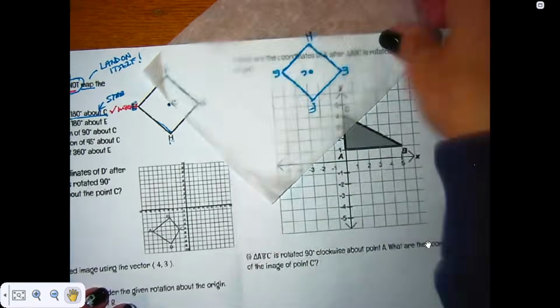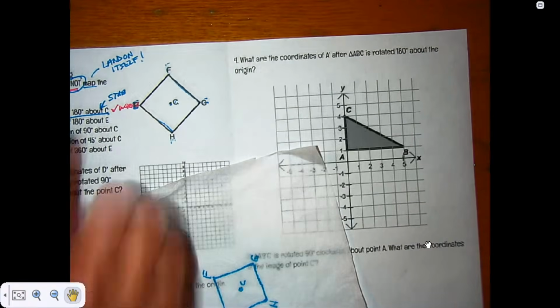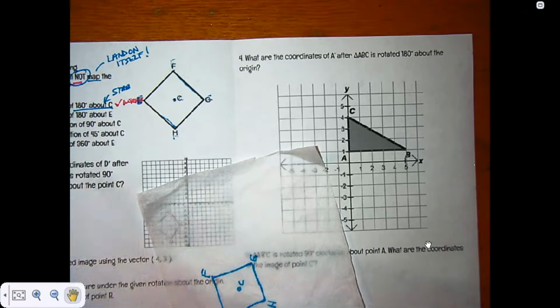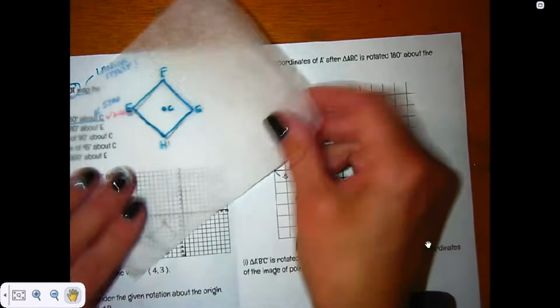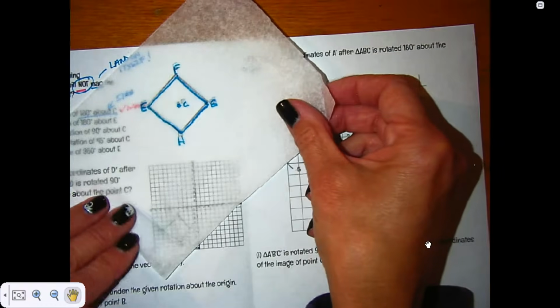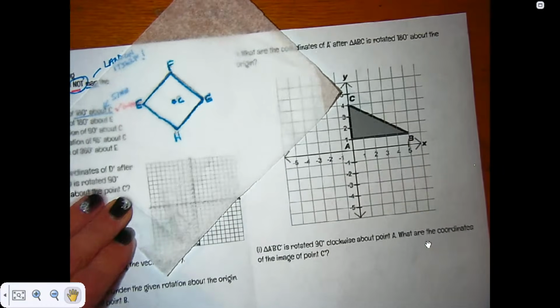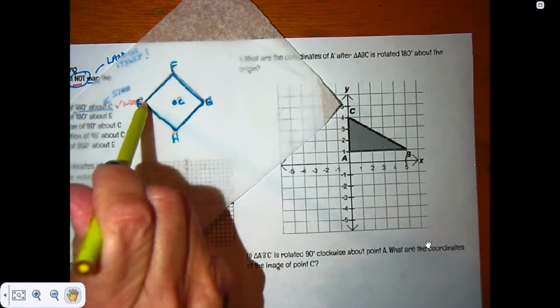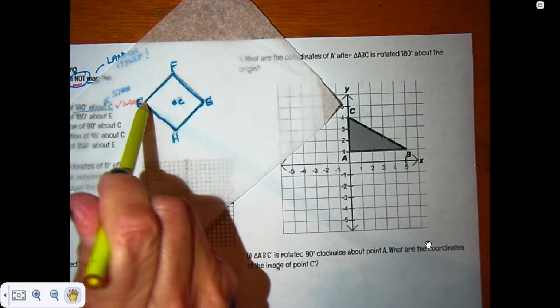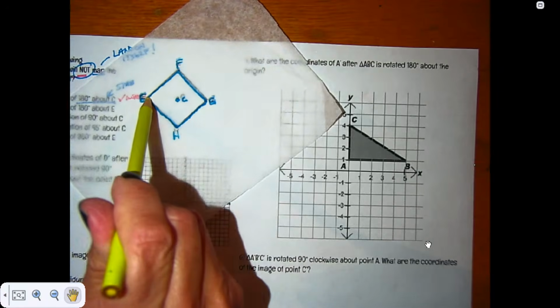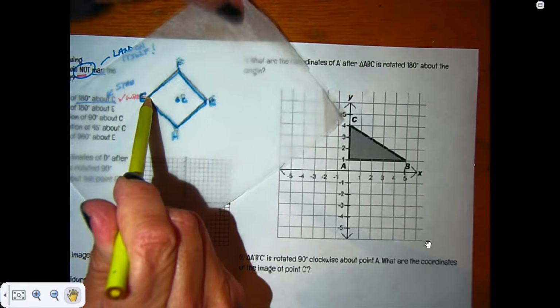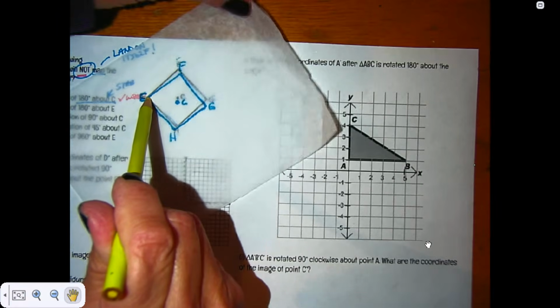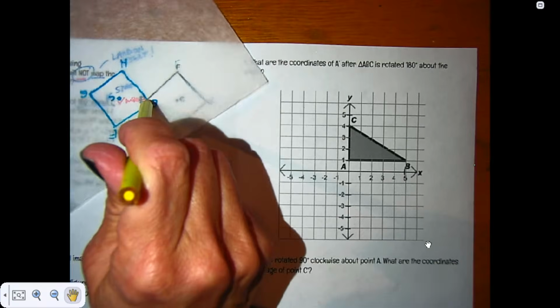All right, so next one. The next one says a rotation of 180 degrees about E. Okay, so let's put that on here. If it's about E, that means I'm stabbing it at E. Stab it at E. Boom. Okay, we're stabbed at E. We need to go 180 degrees, so that means halfway around. So I'm taking this and spinning it halfway around. Basically that G over there is going to come all the way over to the other side. See how I'm holding it down at E? And I went halfway around.